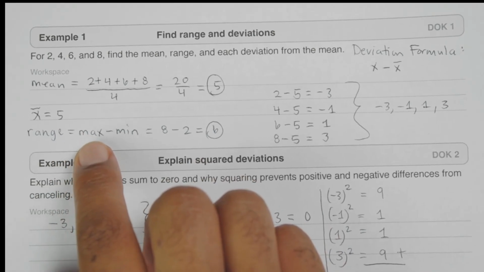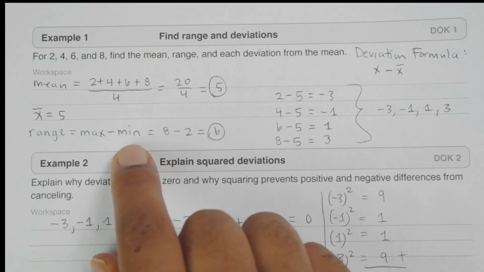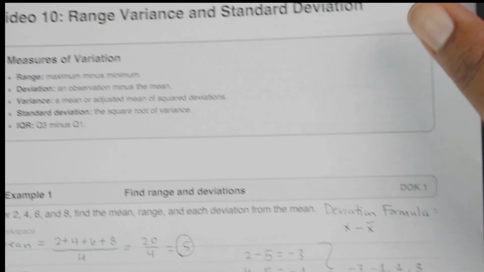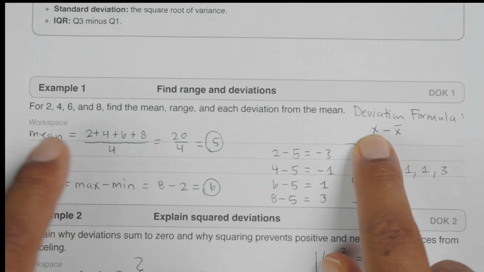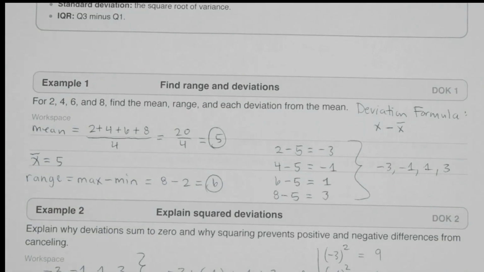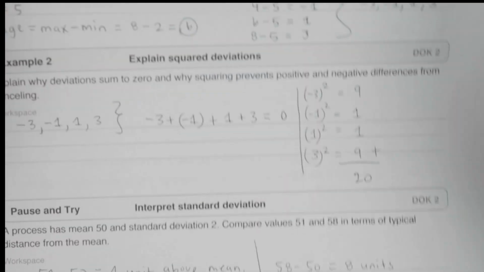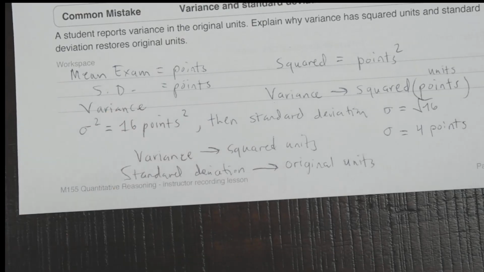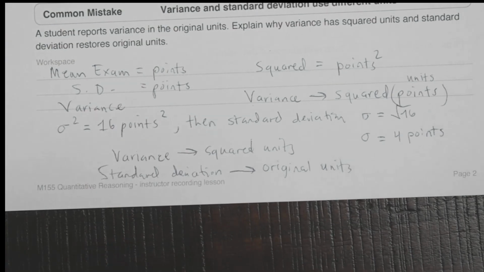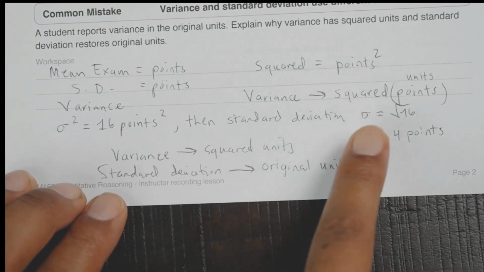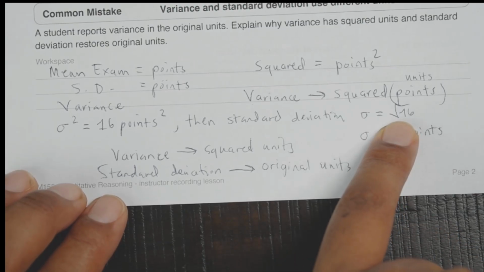Okay, but just remember from this lesson, because all of this is very important. Range is the max minus the min. Deviation is an observation minus the mean. So in other words, a data point minus the mean or the average. Variance is essentially the average, or the adjusted average, of squared deviations. And then the standard deviation is basically taking the square root of the variance.